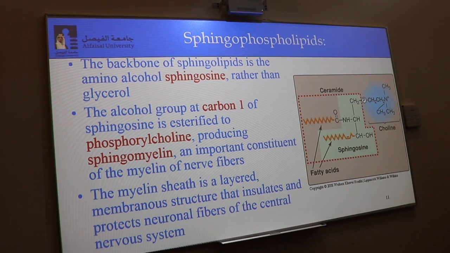So what is sphingomyelin, as a summary, and then you ask your question. Sphingomyelin is a sphingolipid because it contains sphingosine. Sphingosine is an alcohol. Sphingosine plus fatty acid forms ceramide. Sphingomyelin is ceramide plus choline. And this choline is attached to carbon number 1 of sphingosine. Yes? No, I answered the question? Okay.